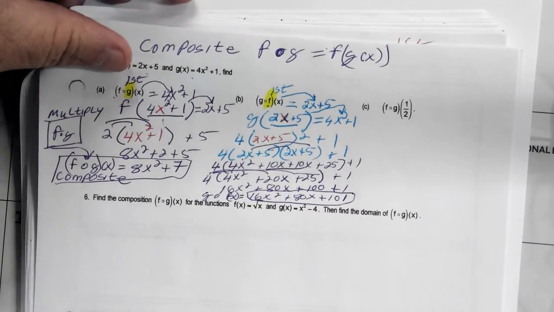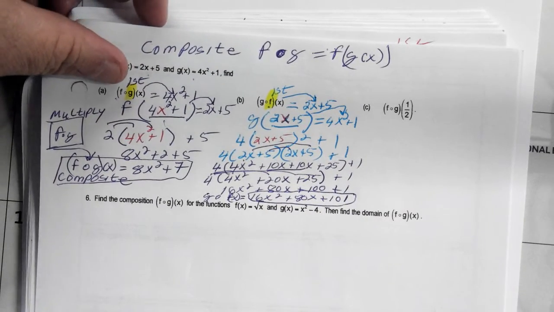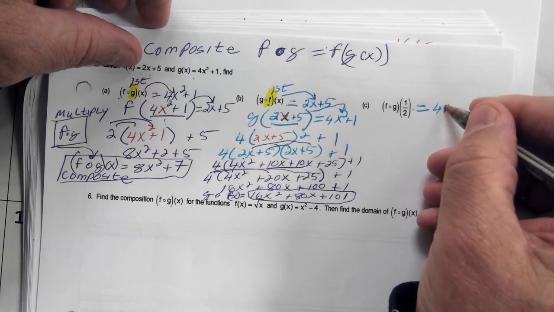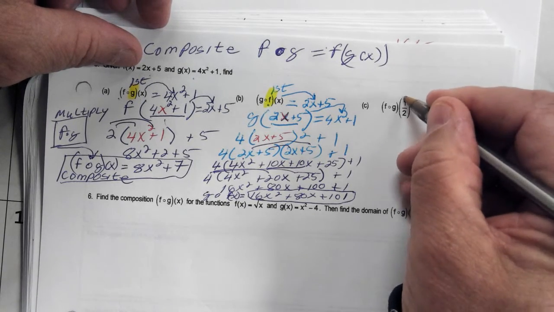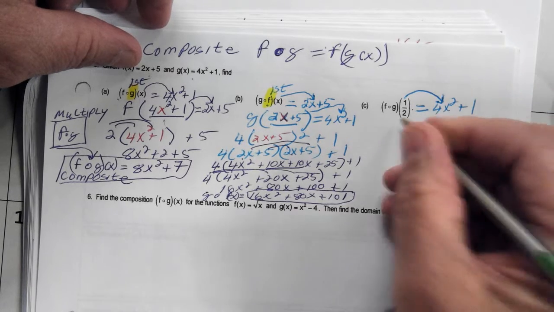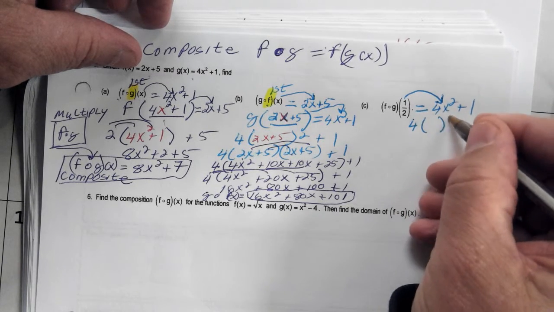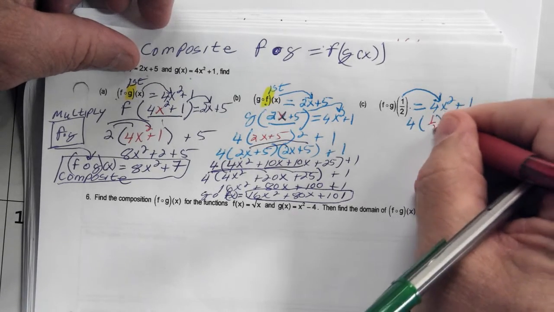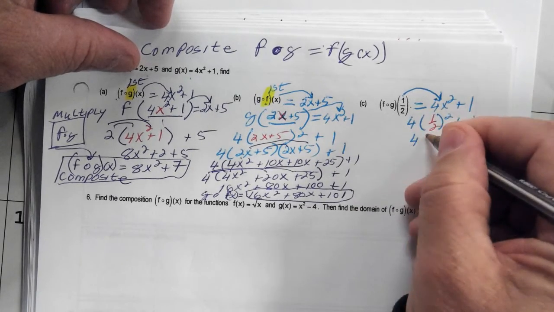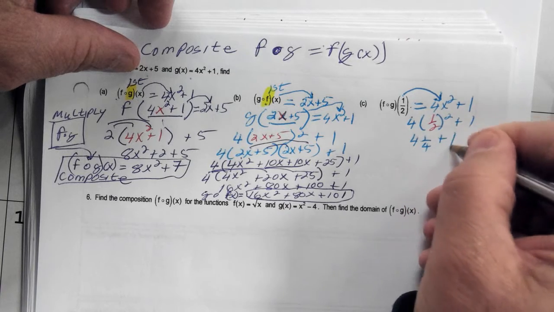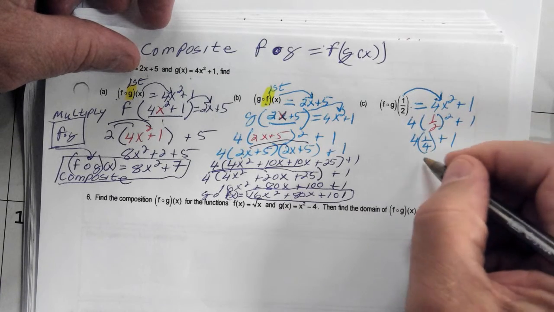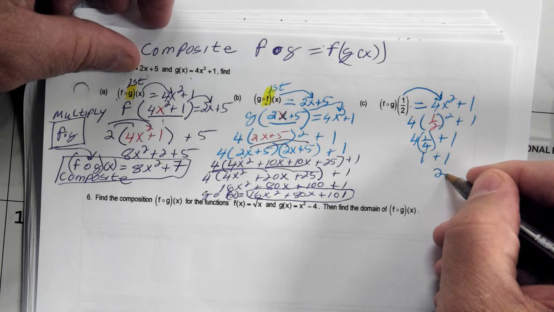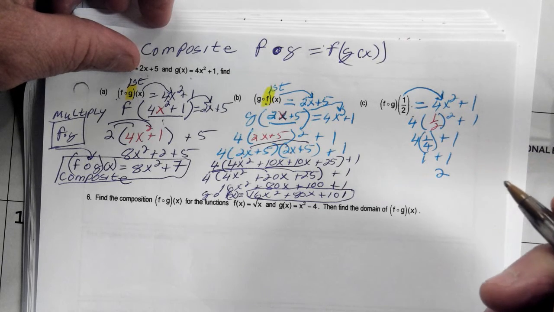What are we starting with, f or g? g. All right, so we set it equal to g. g is 4x squared plus 1. What are we plugging in for x? 1/2. What's a half squared? 1/4. 4 times the fourth plus 1. What's that? 1. 1 plus 1 is what? 2.